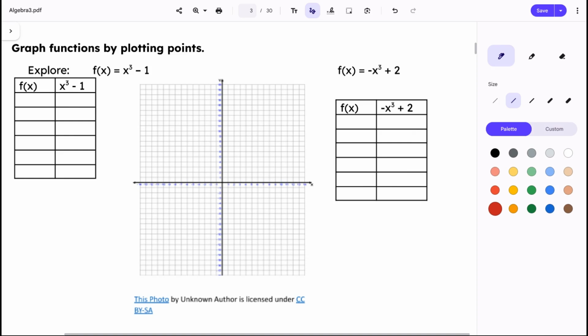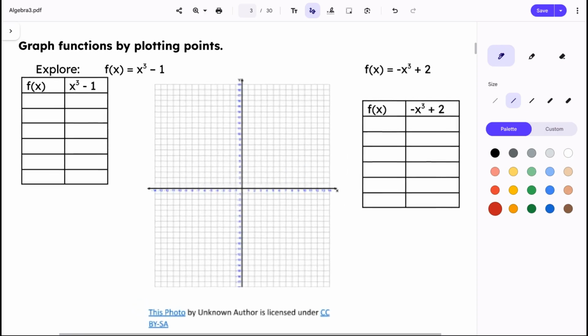And I always tell kids, get some negatives and some positives. Now, if you have really large numbers and you can't fit it on your graph, just be wise with what numbers you're trying to pick. Pick the ones that you're going to be able to fit on your graph and give a good picture of what's happening here. So I'm going to walk you through again how to do this.